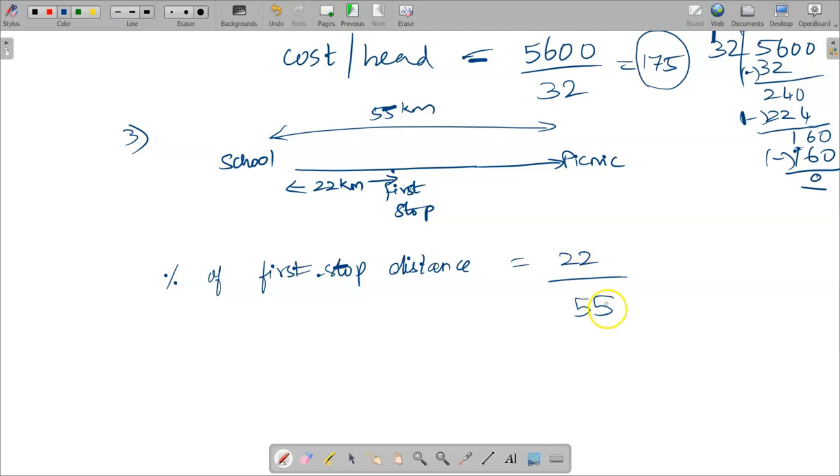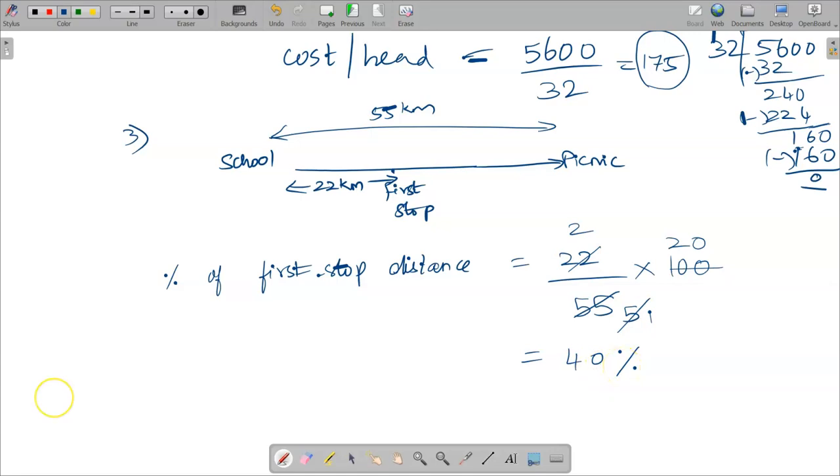Okay, so 22 by 55. Since we are calculating the percentage, we have to multiply by 100. Okay, so here 11 2s are 22, 11 5s are 55. So when you cancel this out, 5 1s are 5. Here 5 2s are 10. Since you have an end 0, just put 0 as it is. So 2 into 20 is nothing but 40. Okay, so 40 percent of the distance has been travelled in order to reach the first stop.